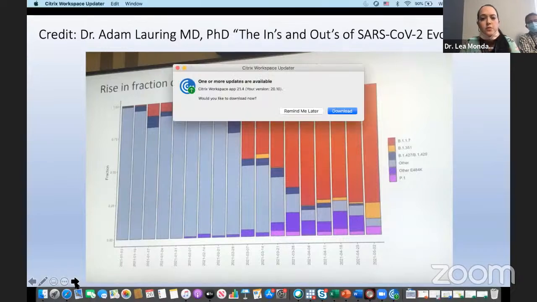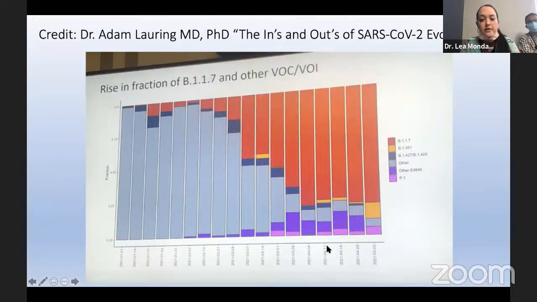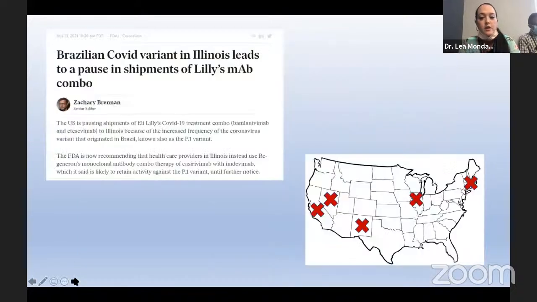The one that's the most important to keep our eye on in the US is the P1 variant, which is the Brazilian P1. And there are many states currently who are now stopping shipment of BAM formulations and switching to Regeneron formulations because of higher rates of the P1 variant. So as of this week, Illinois, Massachusetts, Nevada, Arizona, and California have all halted shipment of Eli Lilly. And we'll be doing the same thing here too once our rates of P1 get above 10%.